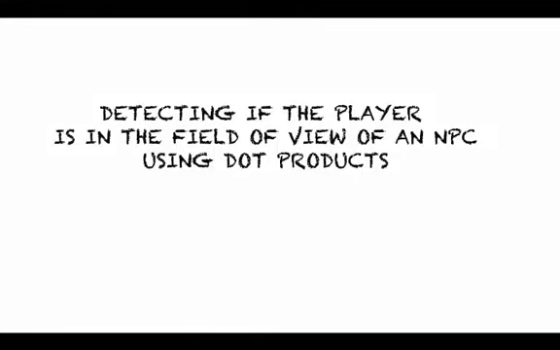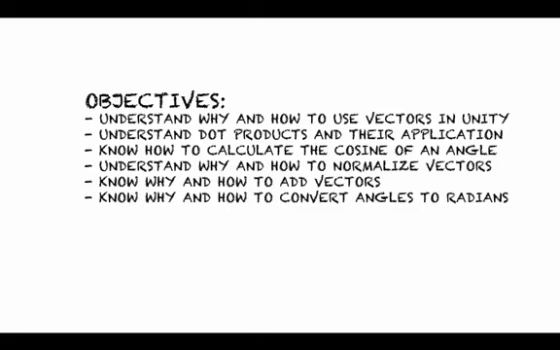In this section, we'll try to detect if the player is in the field of view of the NPC. So, what we'll try to achieve is to understand why and how to use vectors in Unity, understand dot products and their application. We'll also try to know how to calculate the cosine of an angle, understand why and how to normalize vectors, know why and how to add vectors, and finally, know why and how to convert angles to radians.